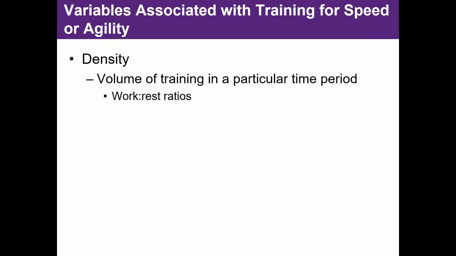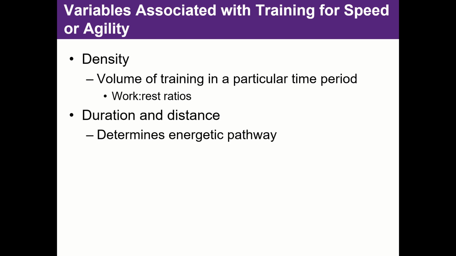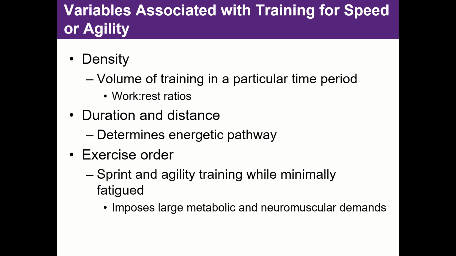In terms of variables that we can manipulate to affect agility or speed development, one of them is density, which deals with things like work-rest ratios. So it's the volume of training in a particular time period. But again, probably the easiest way to conceptualize density as they're using it here is as it relates to work-rest ratios. Also, the duration or distance. So how long are they sprinting, either in terms of number of seconds or how many meters or yards are they covering? Because obviously that determines the energetic pathway. Shorter sprints, ATP phosphocreatine. Longer sprints, ATP phosphocreatine plus the glycolytic system. And so you want to train the systems that you need for your sport.